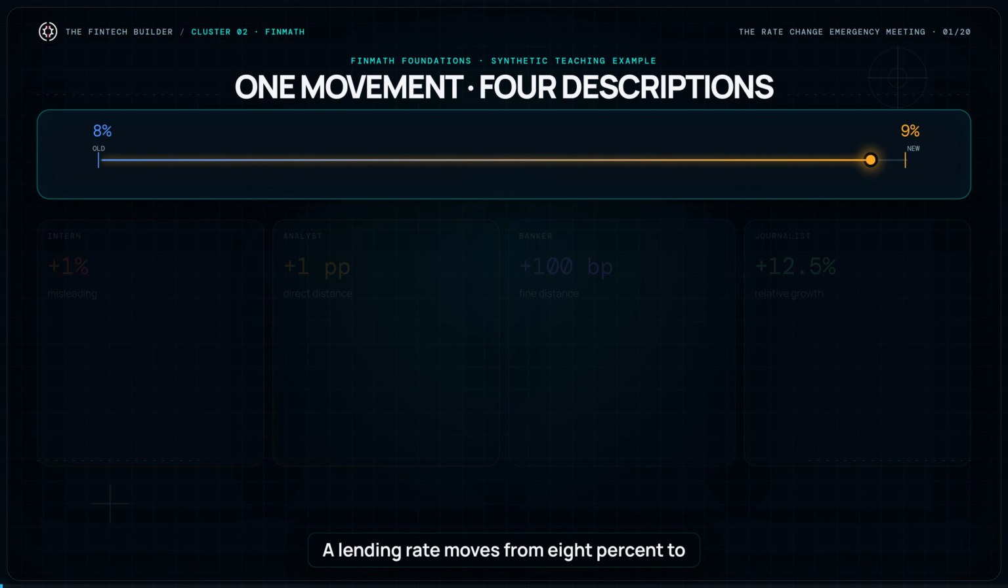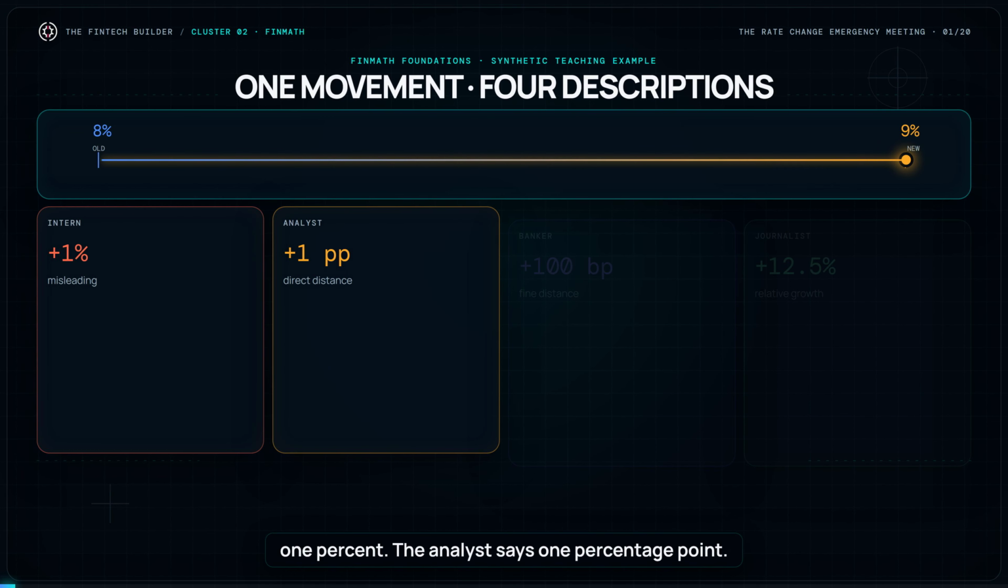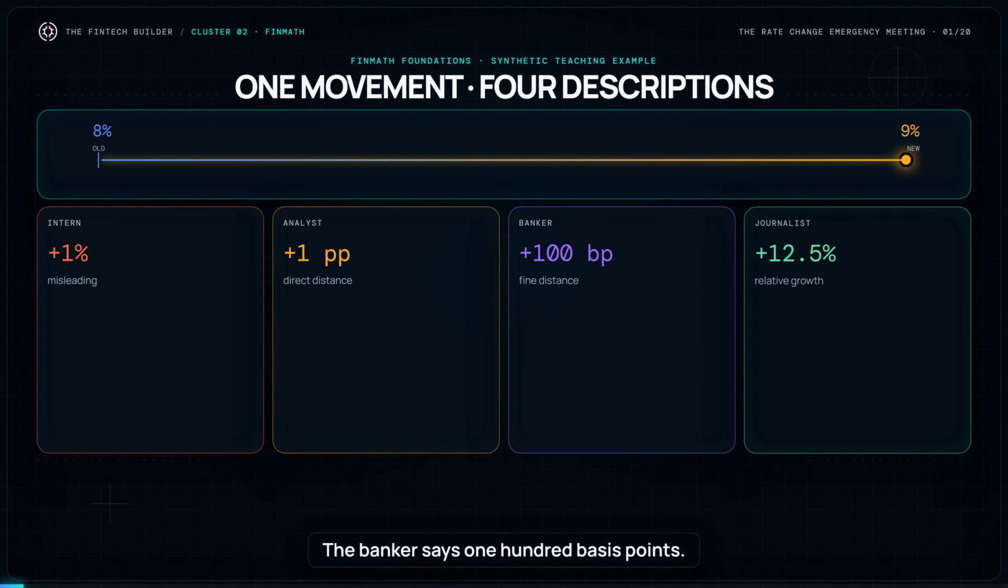A lending rate moves from 8% to 9%. The intern says it increased by 1%. The analyst says 1 percentage point. The banker says 100 basis points. And the journalist says 12.5%. Who is right? Three of them can be correct.